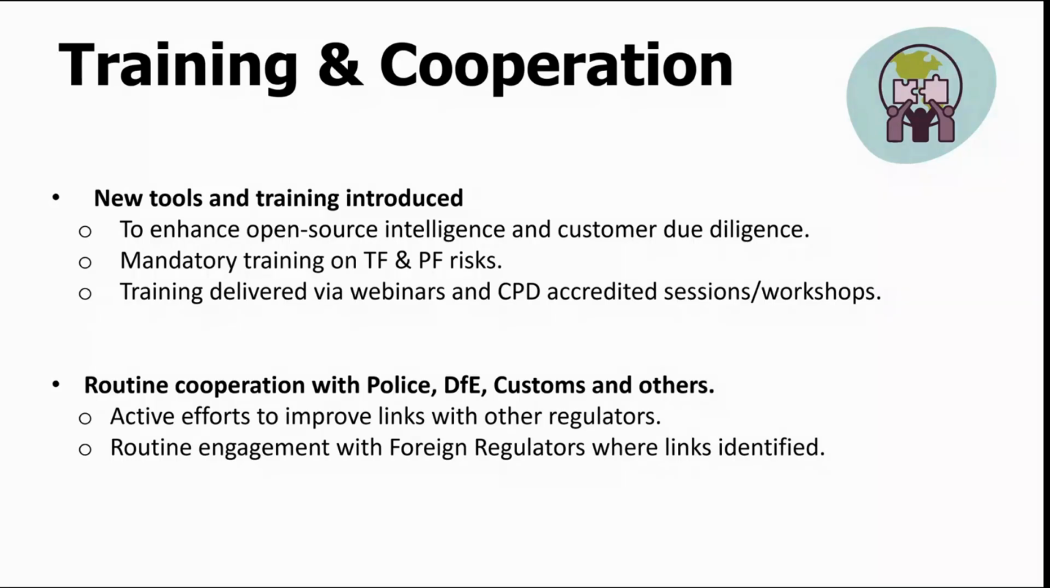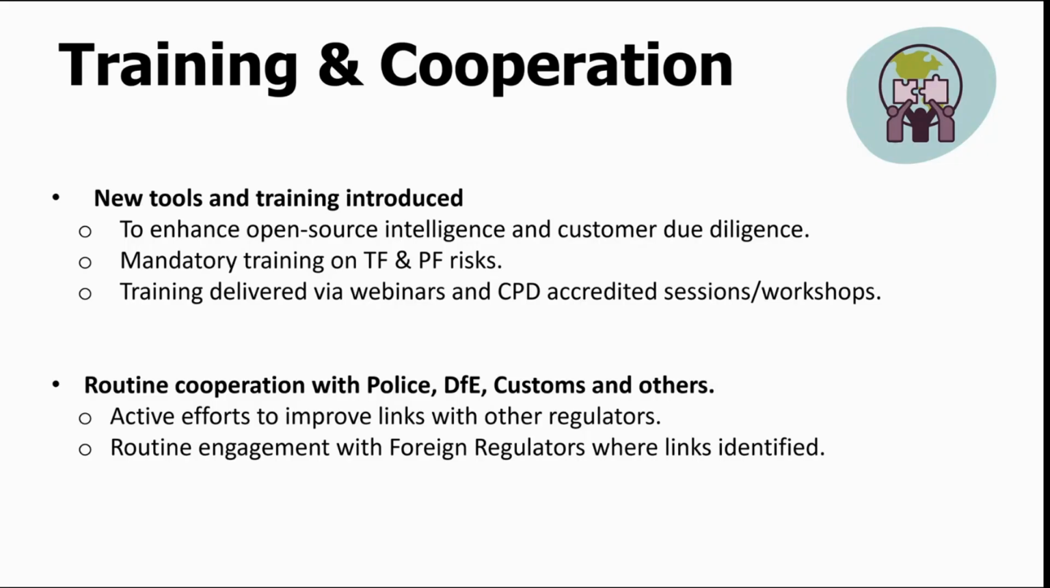Alongside that, a key area of focus has been strengthening both capability and cooperation. We've introduced new tools and training to enhance how we conduct due diligence, including greater use of open source intelligence and more structured assessment of customer and ownership risk. In addition to the existing AML training, there is now also mandatory training on terrorist financing and proliferation financing risks, which reflects the NRAs and ensures staff understand the lower probability but higher impact risks of those areas.